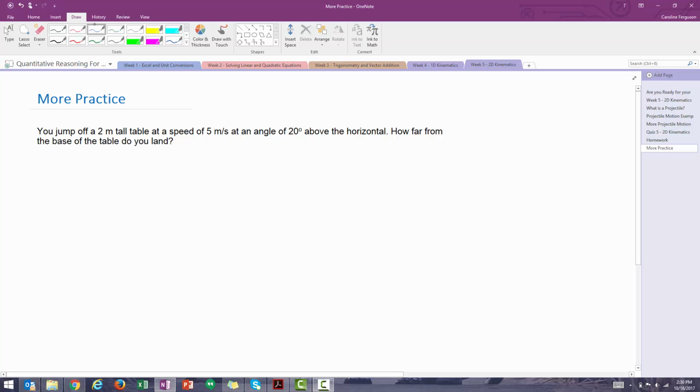You jump off a 2-meter tall table at a speed of 5 meters per second at an angle of 20 degrees above the horizontal. How far from the base of the table do you land? All right, so we're going to start by drawing a picture. First, we'll put in our axes. So here's the y-axis and our x-axis.